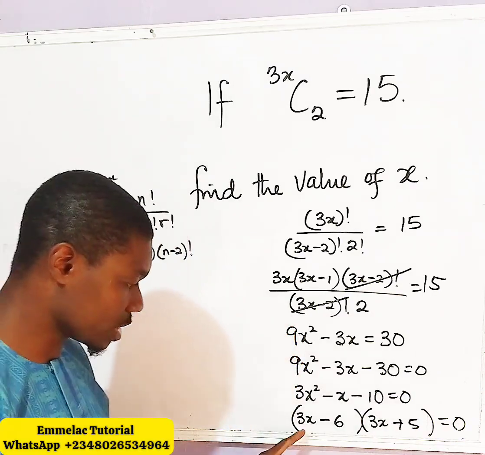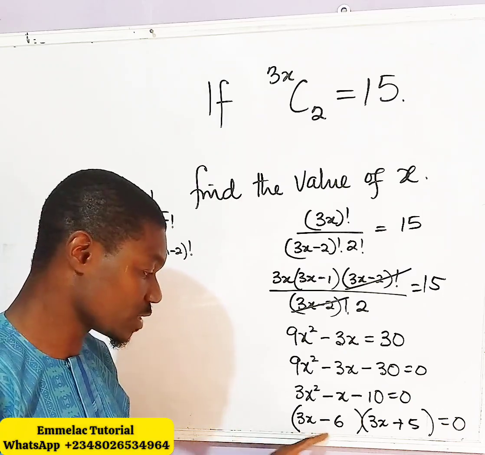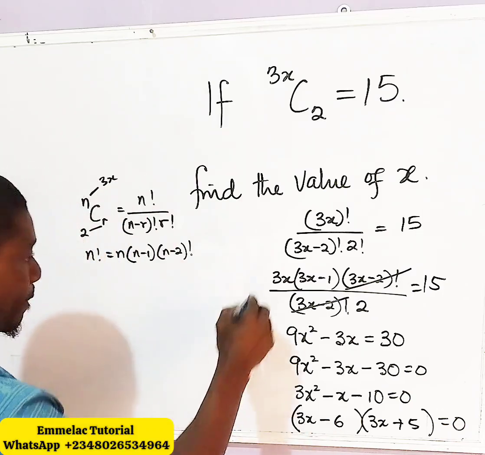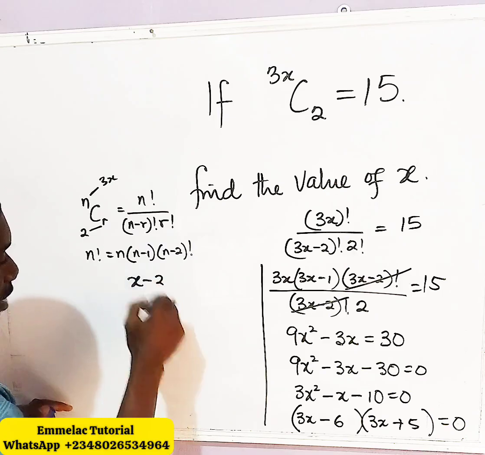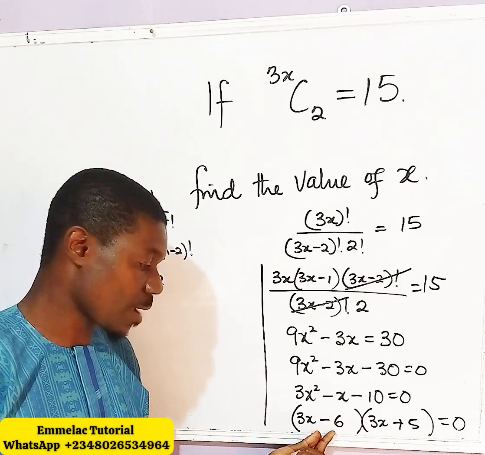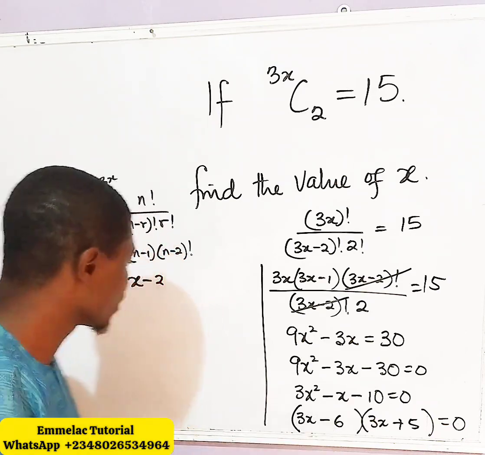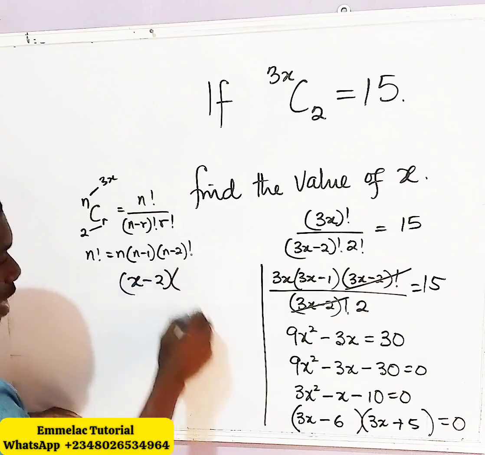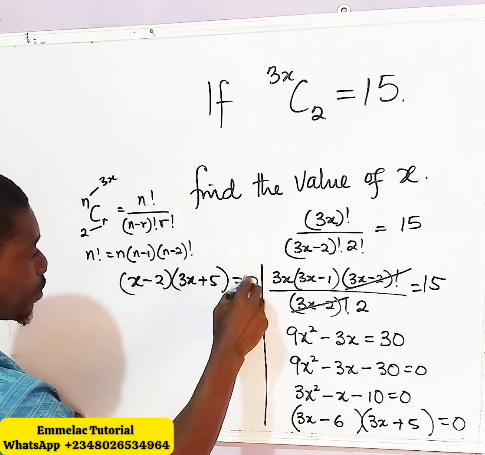Now you can see the common factor here is 3. We can just divide 3 by 3. So here we have x minus 2. That is in a case whereby we multiply here, we divide here by the common factor, which is 3. And here we are left with 3x plus 5. Take note, all equals 0.